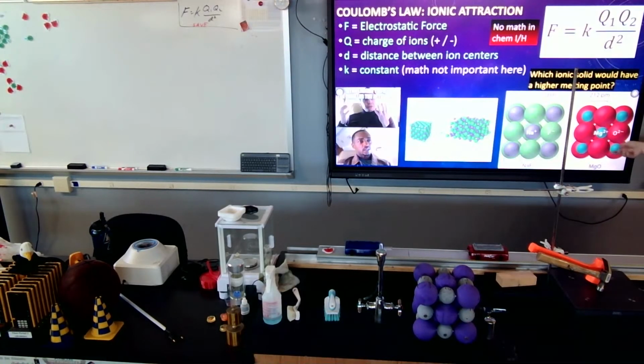Yeah, because they're about the same distance apart, but magnesium has a +2, so Q1 is 2. Oxygen has a -2, so Q2 is 2. So this one has more ion-ion attraction. If that makes sense to you, give me a thumbs up. Wait, question. What did you mean that it's 2? Because Q1 is the charge of the positive thing, +2, and Q2 is the charge of the negative thing, -2. In sodium fluoride, Q1 is 1, Q2 is 1, so this is 2, 2, this is 1, 1.